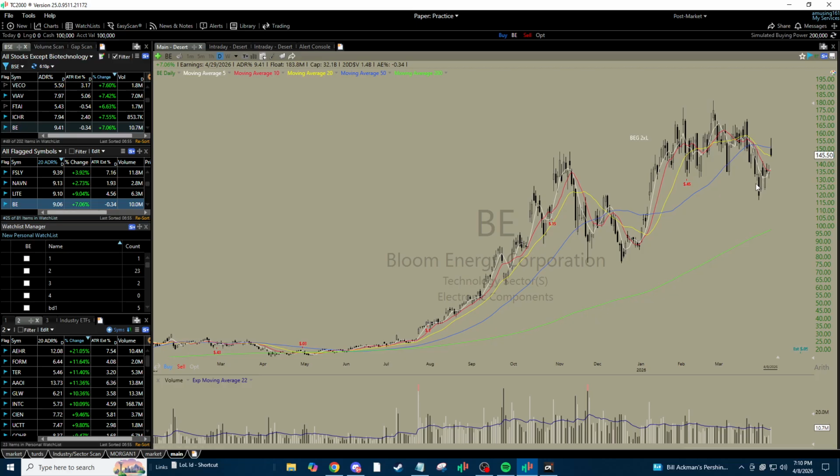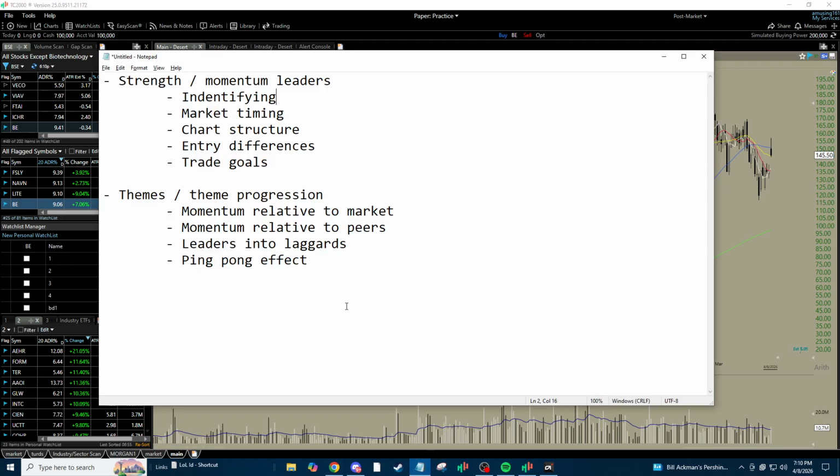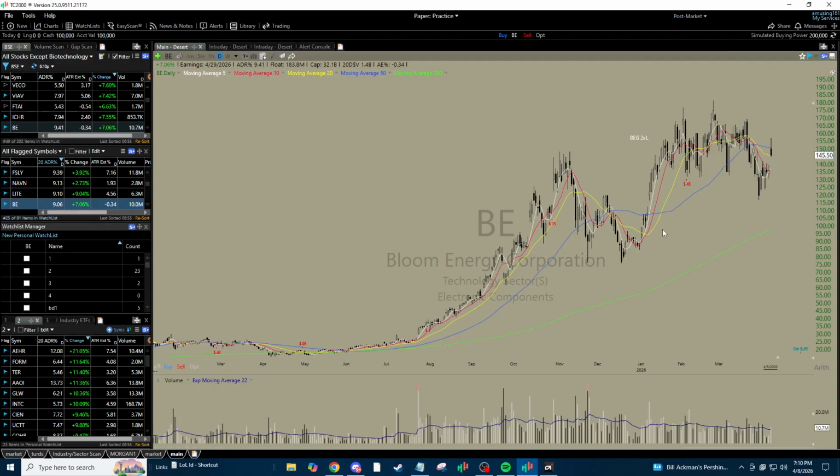This is a period of time where you have to be very, very intentional. It's not about being selective. It's about being intentional with how you're building your watch list, I think. You want the stuff that's in time with the market. You want the stuff that's going up. You want the stuff that's leading the market.